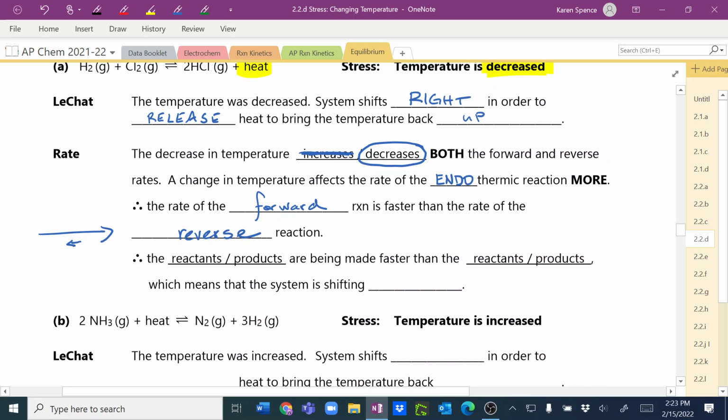So if the forward rate is faster than the reverse rate, then what is being made faster, products or reactants? Products. And they're being made faster than reactants. So we are shifting to the right.